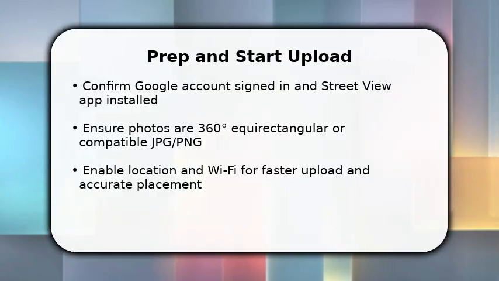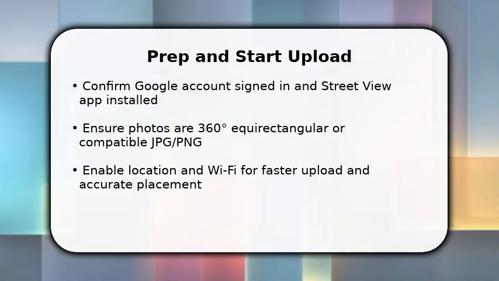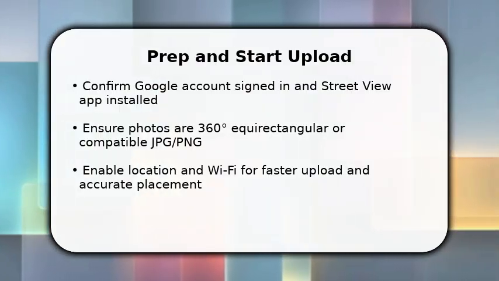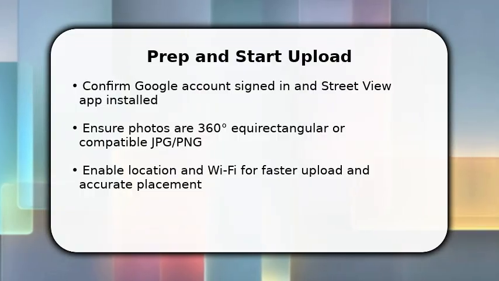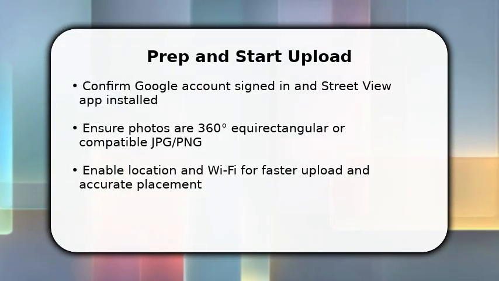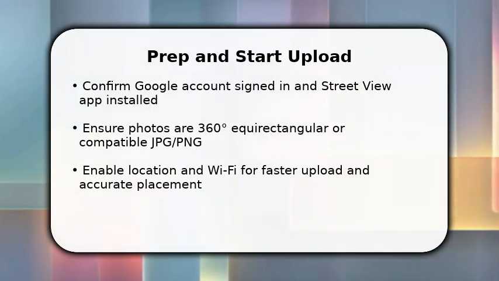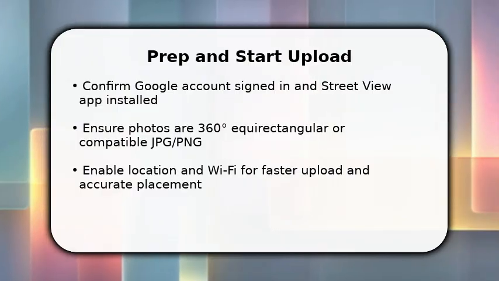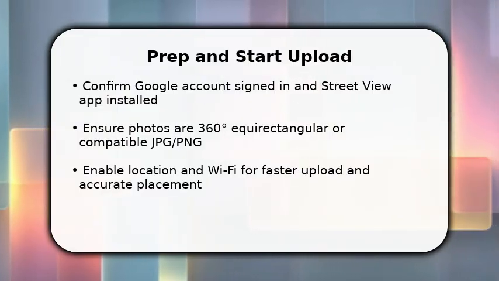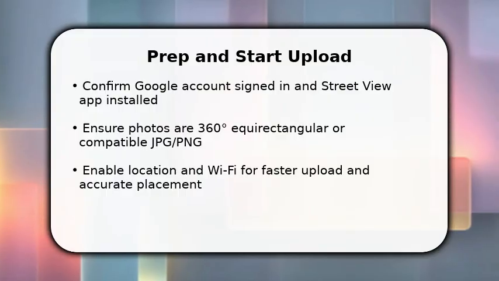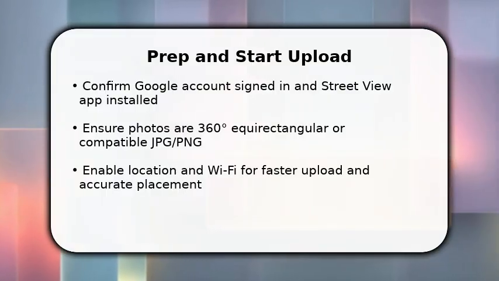Open the Street View app while signed into your Google account. Tap the camera icon to add photos, choose a 360 degrees capture, or import a compatible JPG/PNG. Once done, review each image's orientation and GPS tag. This matters for alignment. Make sure location services and Wi-Fi are enabled so the app can auto-place your panorama.